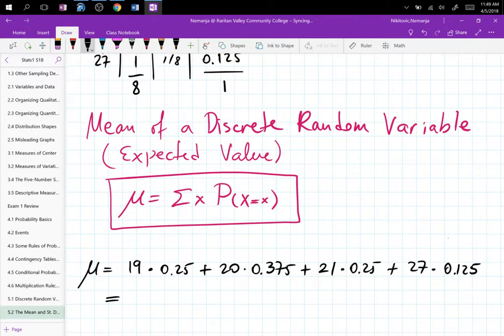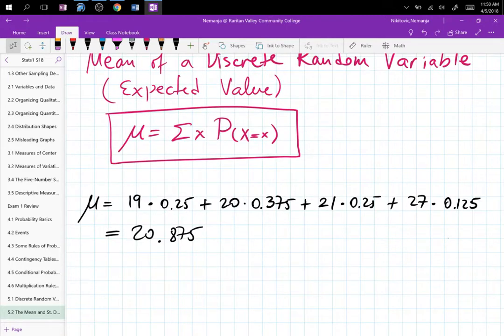So now let's take a look. What do we have? We have 19 times 0.25 plus 20 times 0.375 plus 21 times 0.25 plus 27 times 0.125. And no surprise there, 20.875. We already know that answer because we did the same average in a different way using the old method where we looked at the data.